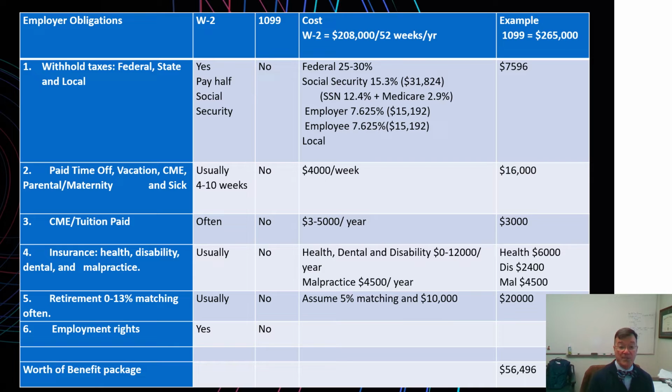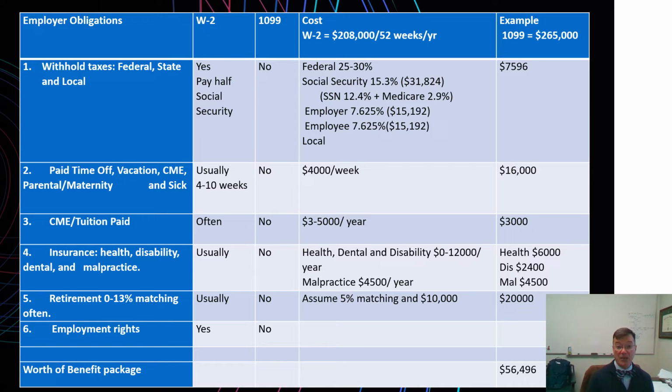Oftentimes they'll include disability, dental, and as an aside, if you're employed by a large group, they will typically pick up your malpractice insurance for you. Now, if you moonlight away from that group, you will also have to pick up a separate malpractice policy if they allow you to do that.